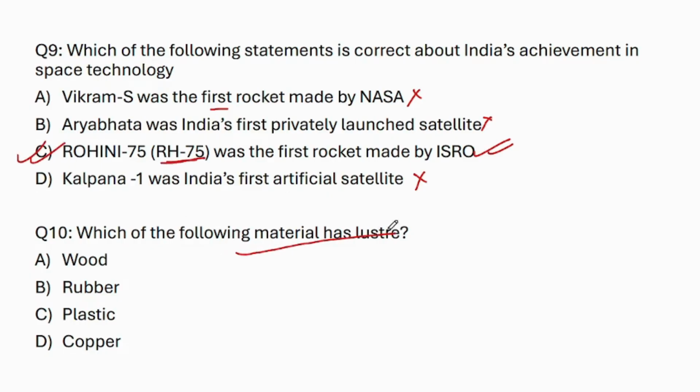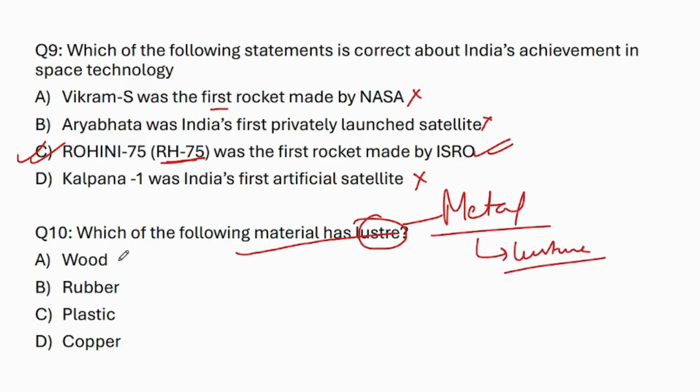Which of the following materials has luster? Luster is found in metals. One of the properties of metals is that they have luster, meaning shiny. Wood, no. Rubber, no. Plastic, no. Copper.